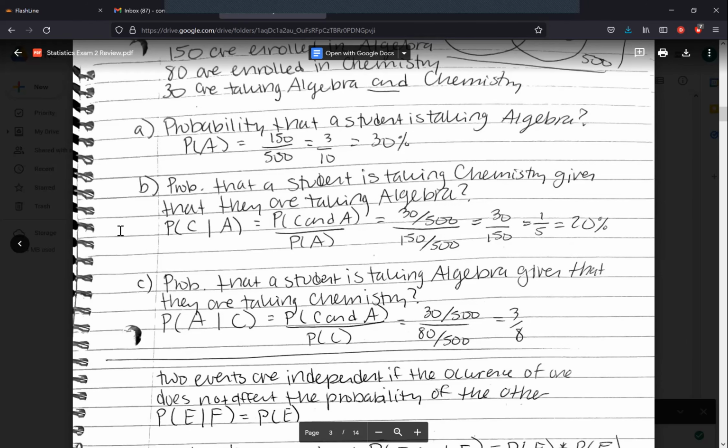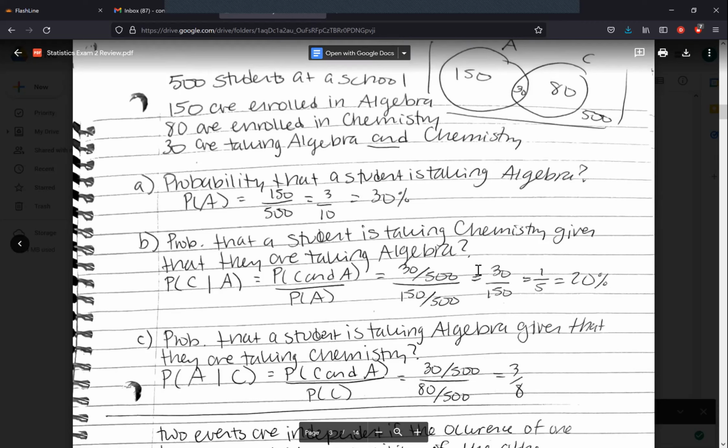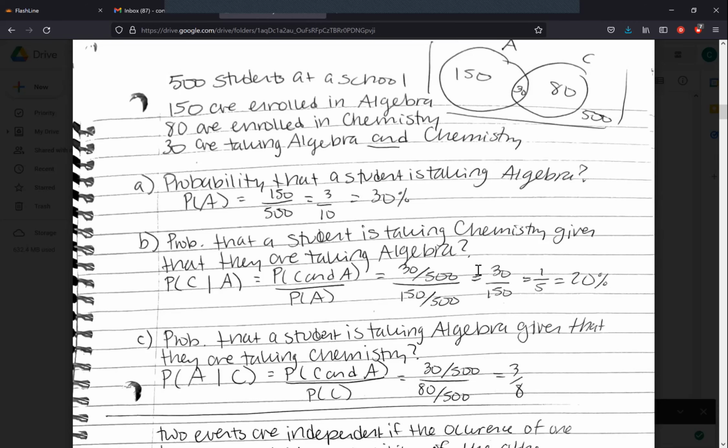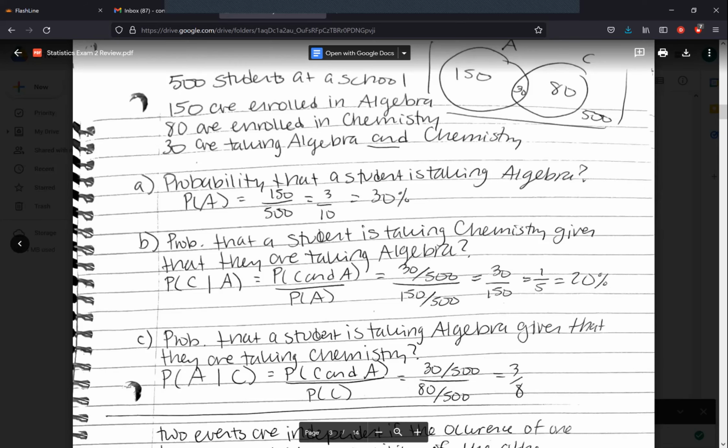What is the probability that a student is taking chemistry given that they are taking algebra? So this is the probability of C given A, which is the probability of a student taking both chemistry and algebra divided by the probability of a student taking algebra. And again, we're actually given this in the problem. So it would be 30 divided by 500, and then that divided by 150 divided by 500, which equals 30 over 150, which equals 1/5 or 20%.